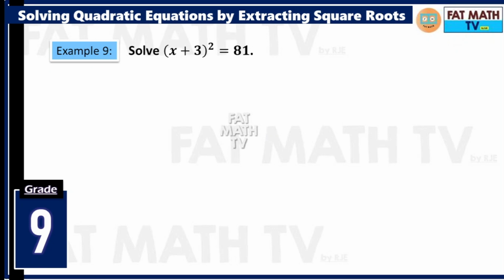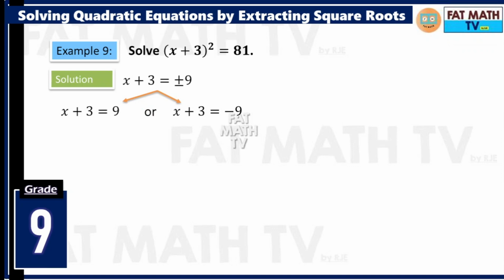Example number 9, solve (x + 3) squared equals 81. First step, take the square root of both sides. You will get x plus 3 equals positive or negative 9. So the square root of this is x plus 3, and of this is positive or negative 9. So we can have x plus 3 equals positive 9 or x plus 3 is equal to negative 9.